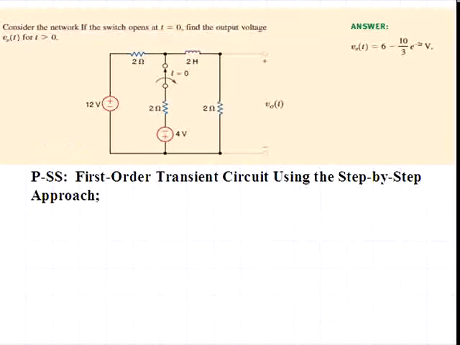This is Learning Assessment Problem 7.6. In this problem we have a circuit with an energy storage element, which is an inductor, and a switch which operates at time 0, and we're asked to determine the expression for the voltage V sub O as a function of time for time greater than 0. We'll be applying the step-by-step approach to solving this first-order circuit problem.